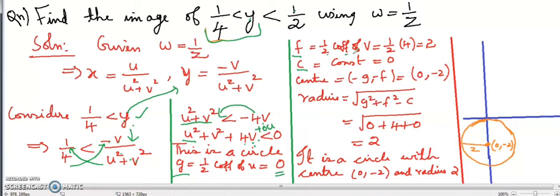F is half into coefficient of v. What is coefficient of v? 4. So half into 4, 2 and 4 can be eliminated. We get 2 here. Now C is the constant term. There is no constant term in this equation, so that is also 0.